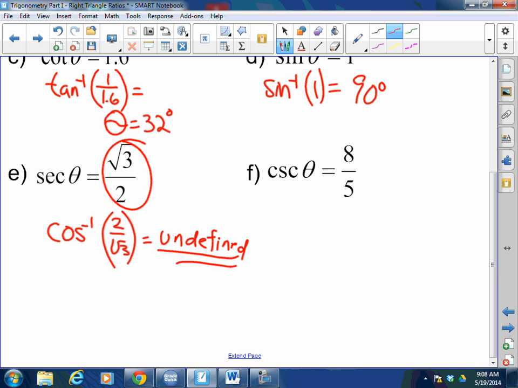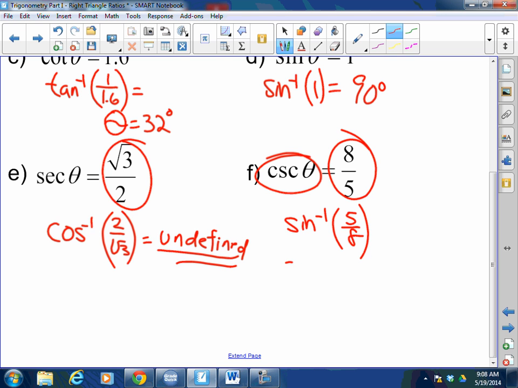How about the cosecant of 8/5? Who does cosecant belong to? So inverse of sine of 5/8. Remember, you have to reciprocate the answer they gave you. What does that give you? 38.68. So my theta equals 38.68 degrees.